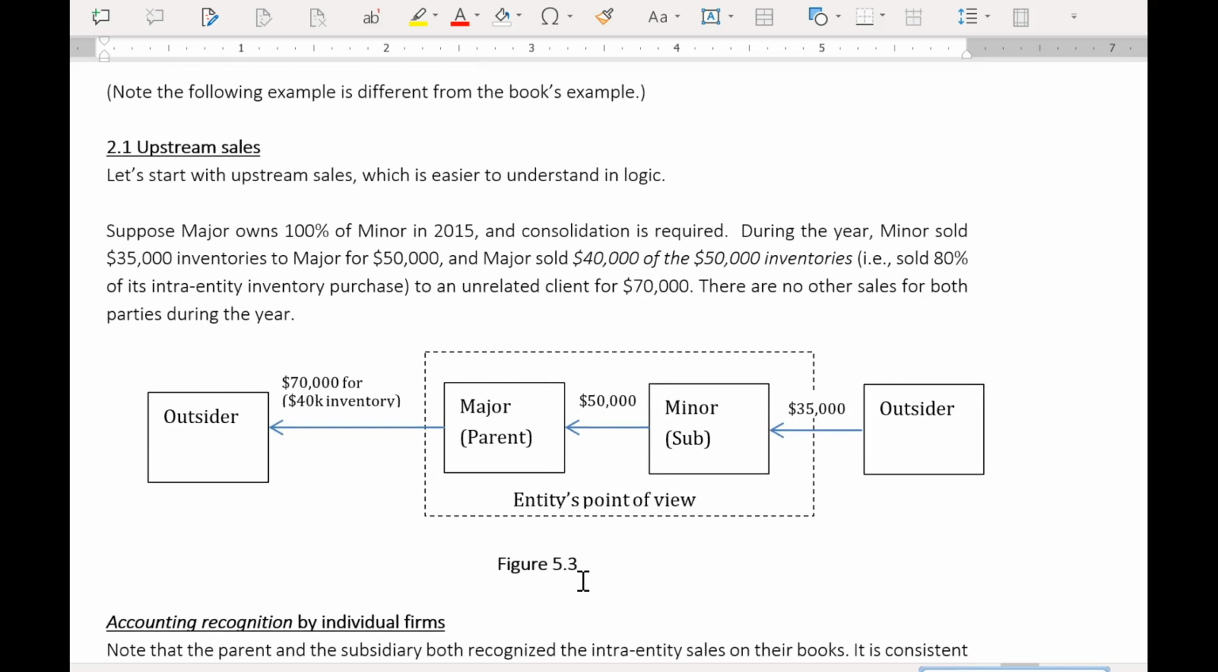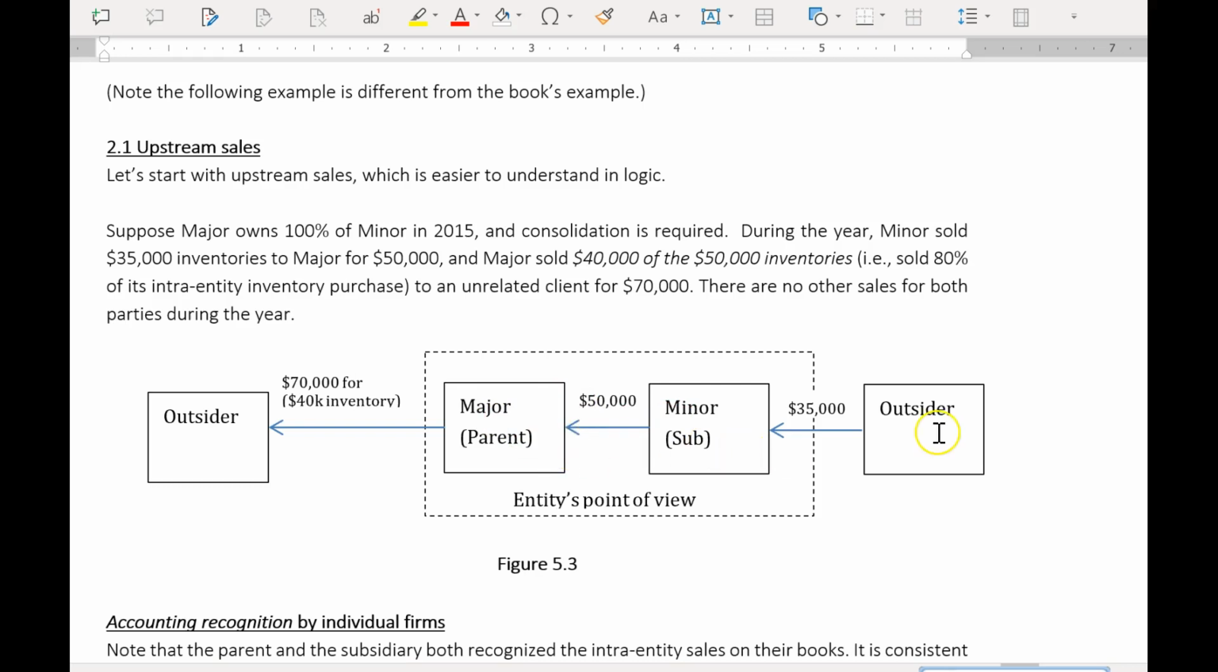I'm going to illustrate another point, which is when partial inventory is sold to outsiders. This is an upstream sale, which means the subsidiary is selling to the parent. The subsidiary got the inventory from outsiders for 35,000 and sold it to the parent for 50,000. The parent sold only a portion of this to outsiders: 40K out of 50K. That is actually 80% of the inventory it got from the subsidiary.